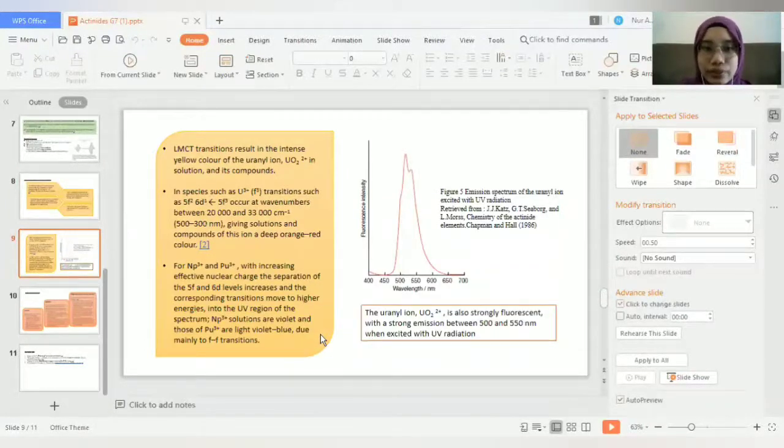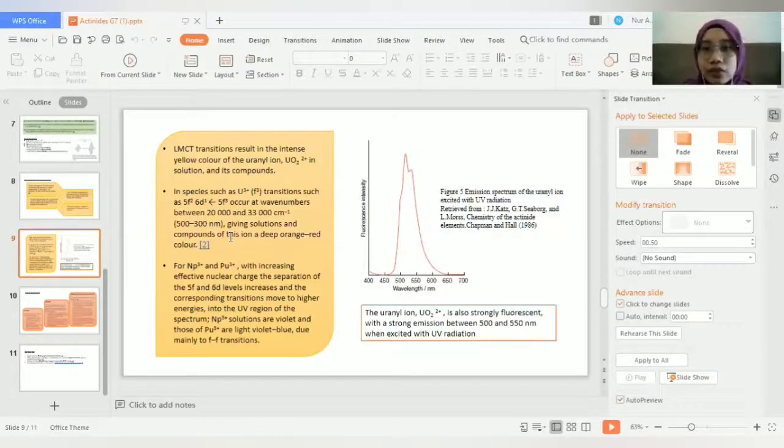Next we move to this. As you can see, this is the graph of fluorescence intensity versus wavelength. The ligand to metal charge transfer results in the intense yellow color of the uranyl ion in solution. In species such as uranium 3+, transitions occur at wavelengths between 400 and 300 nanometers, giving a solution of a deep orange-red color.